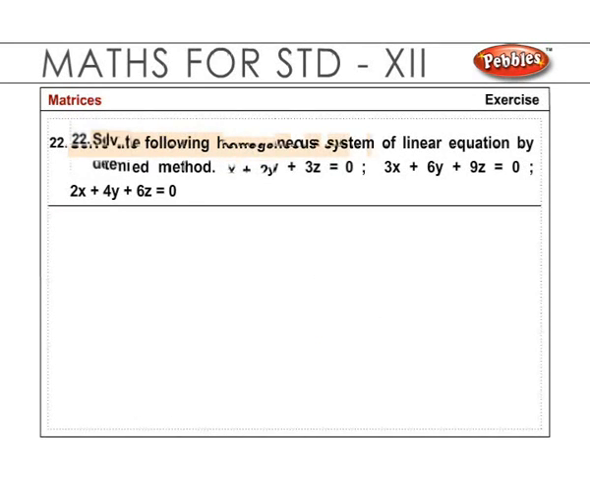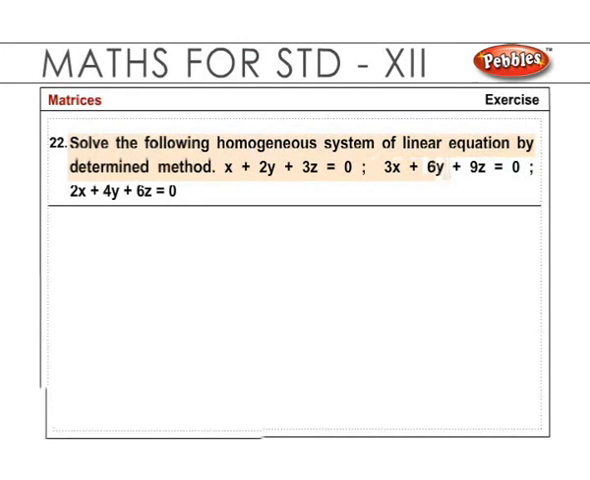Solve the following homogeneous system of linear equation by determinant method. x plus 2y plus 3z is equal to 0. 3x plus 6y plus 9z is equal to 0. 2x plus 4y plus 6z is equal to 0.